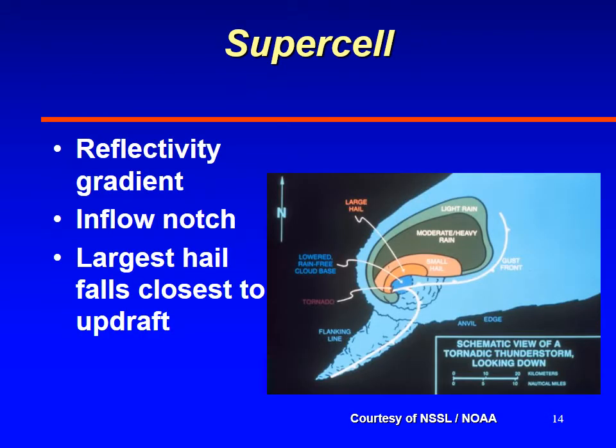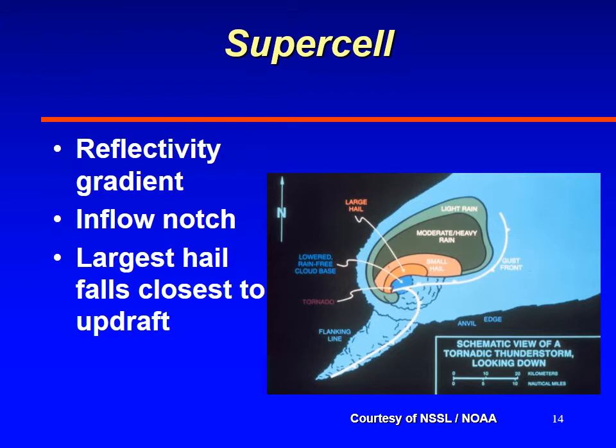Some characteristics that you should note of supercells: they have a very strong radar reflectivity gradient, meaning that the colors will change very rapidly. That will help you identify them, as well as also help you figure out where the hail is, the large hail.